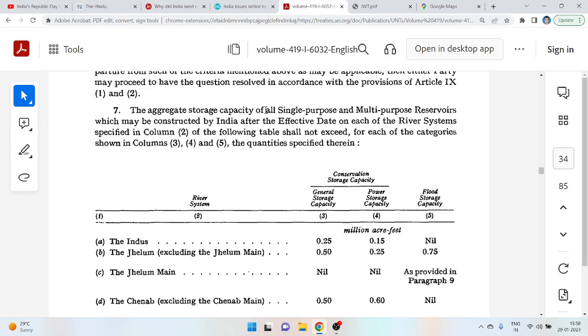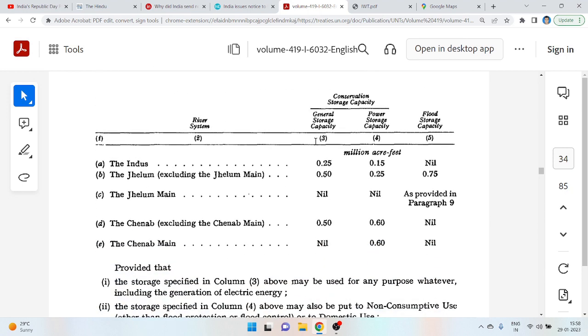The aggregate storage capacity of all single purpose and multi-purpose reservoirs which may be constructed by India after the effective date on each of the river systems specified in column 2 of the following table shall not exceed the following. Okay, so if India does any new construction after the signing, then this will be the criteria on the Western rivers. First on Indus, general storage capacity is 0.25 million acre feet, power storage capacity 0.15, and flood storage capacity nil. So on Indus, total 0.25 plus 0.15 means 0.4 million acre feet storage can be possible.